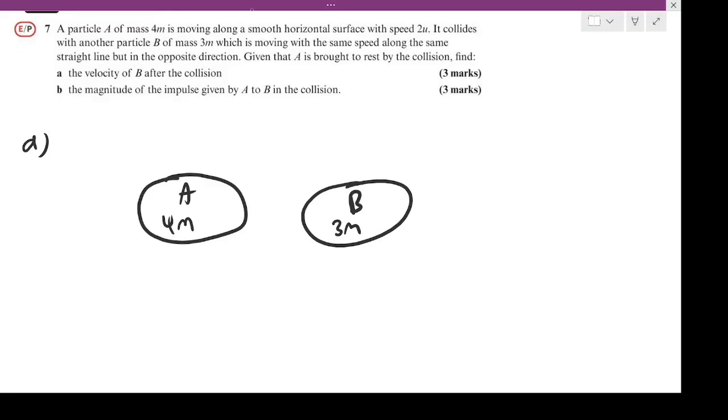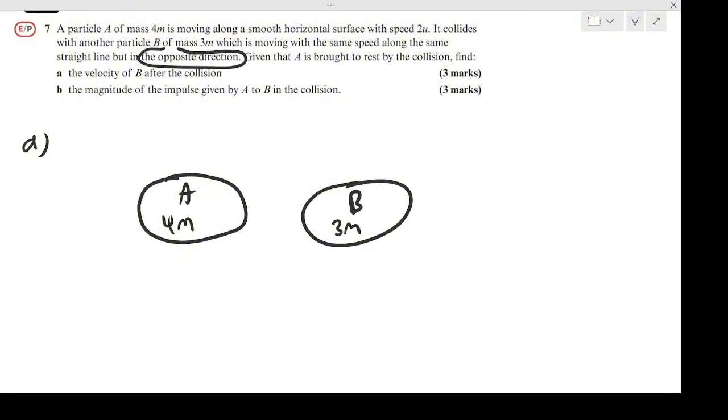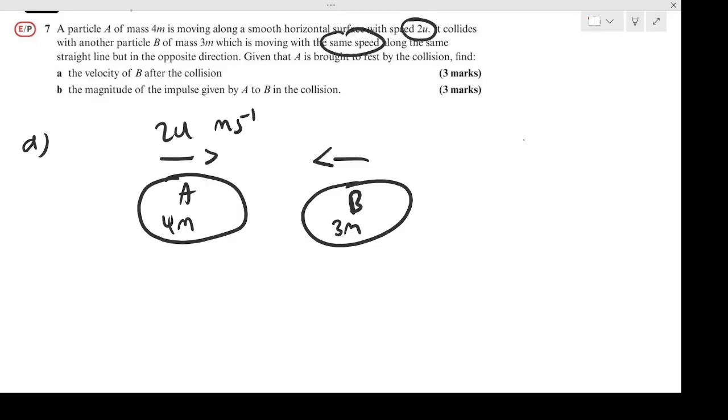Then as for the velocities, we're told they are moving in the opposite direction towards each other, right? So A is going to have to go towards B and B is going to have to go towards A, like that. So they're in opposite directions. As for the speeds, A has speed 2u, so 2 lots of u there. I'm also told B has the same speed, so B also has speed 2u. Hopefully happy with that.